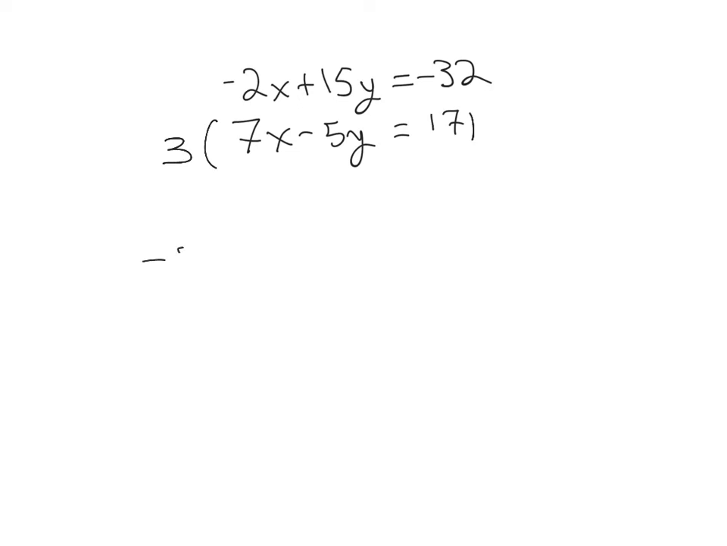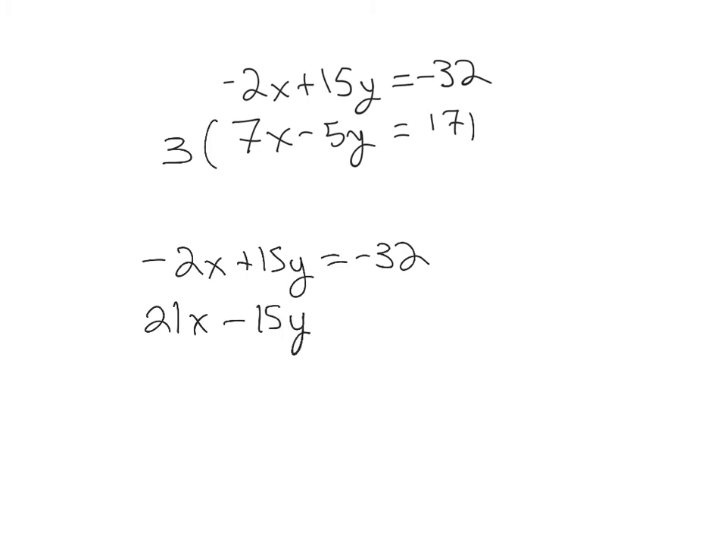So my first equation stays the same. Negative 2x plus 15y equals negative 32. My bottom equation, however, changes to 21x minus 15y equals 51. Now I can combine these two equations, and I'm going to use addition again because I want these two middle terms here to cancel out.